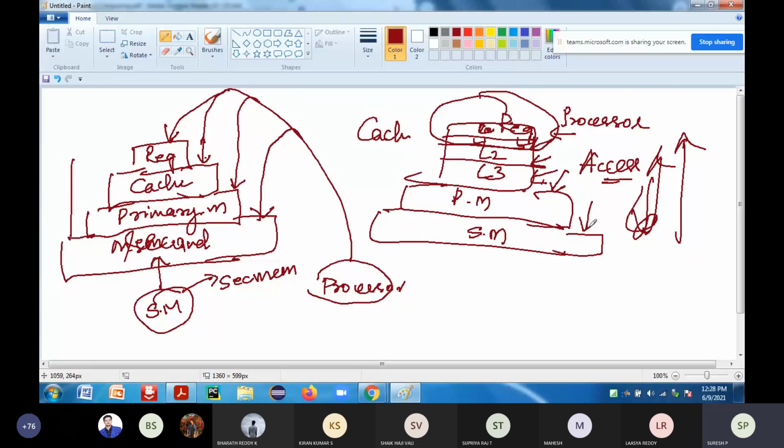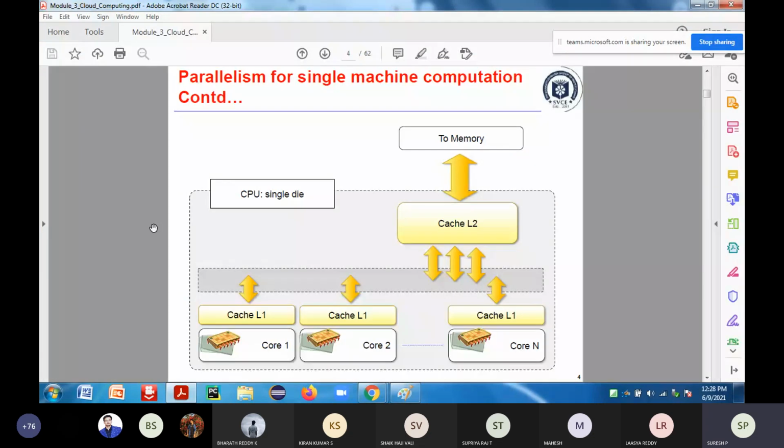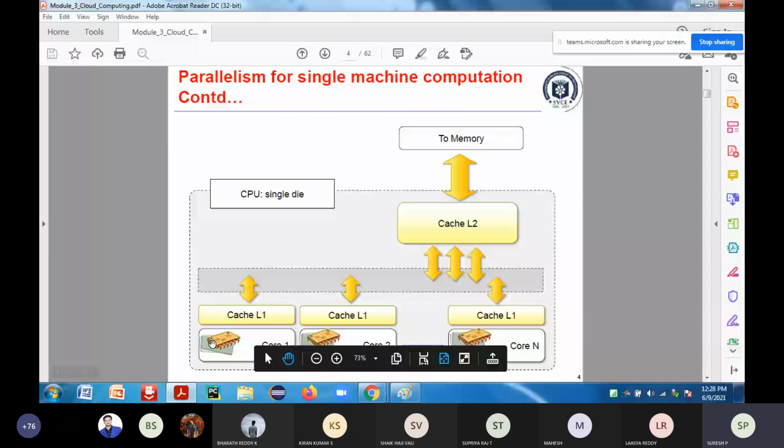Now this is your shared memory, wherever all these CPUs are sharing this particular memory. When you share this memory, all this shared memory is connected to the cache which is outside, which is the L2 cache.